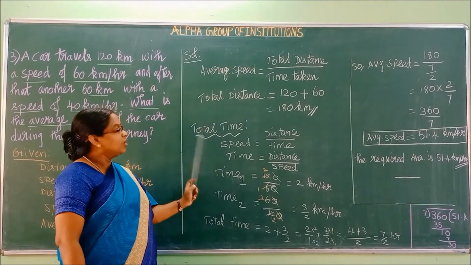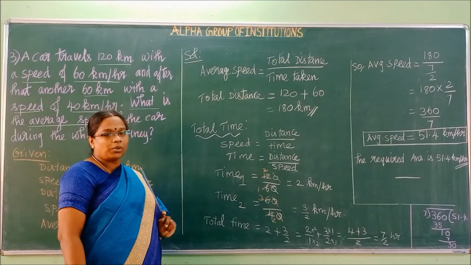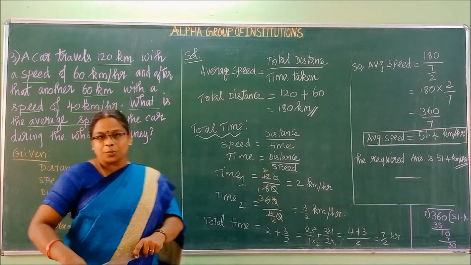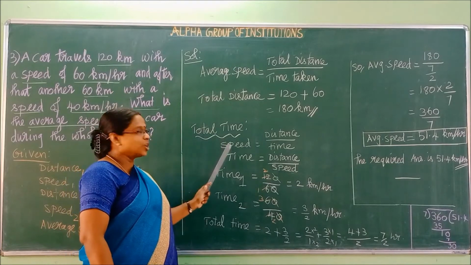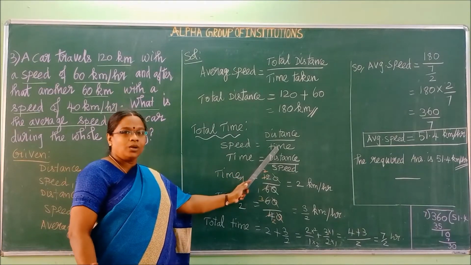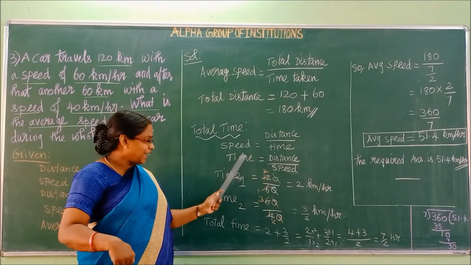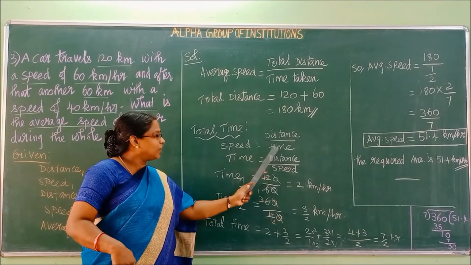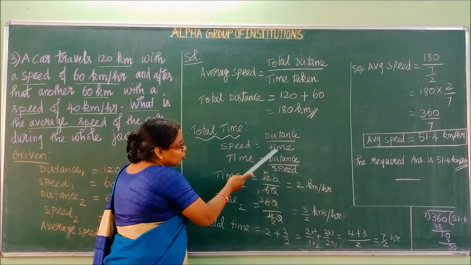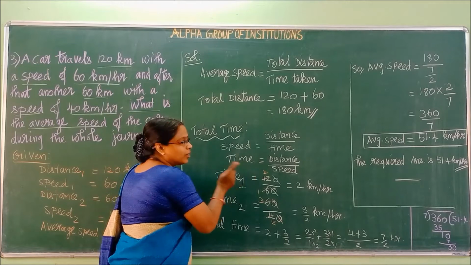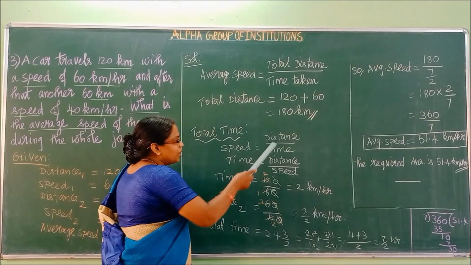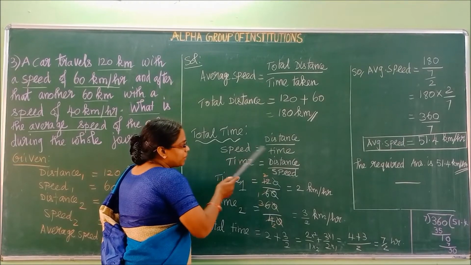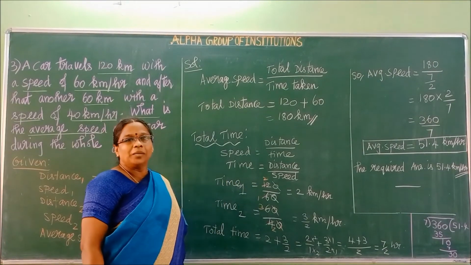Total time. First for that, write the basic formula. What are they given? Speed only they are given? No. That's why I am writing this formula. Speed is equal to distance by time. What do we need? Time alone. So time alone you keep here. So time will go here, speed will come here. Cross multiplication. Okay. So time is equal to distance by speed.